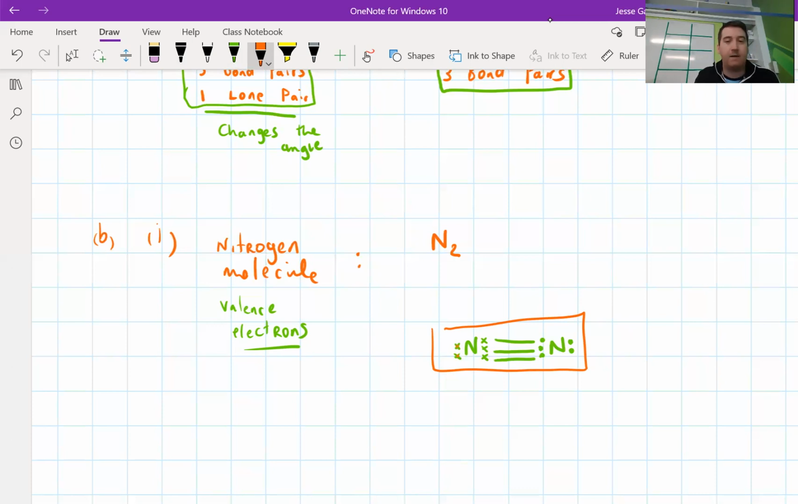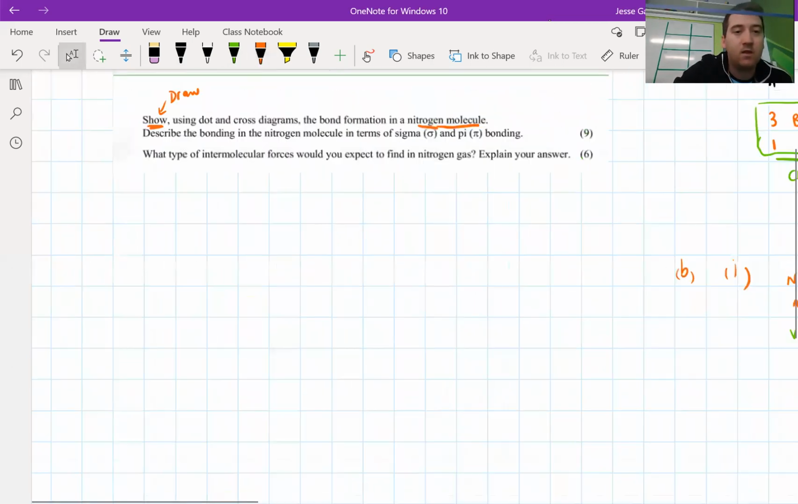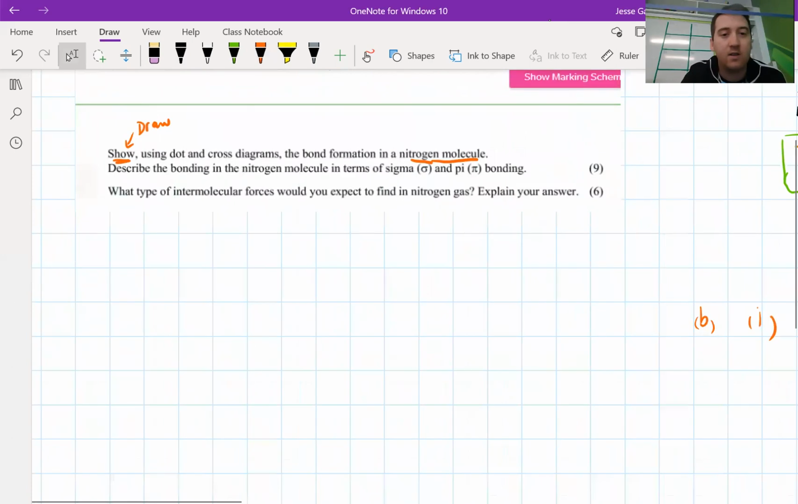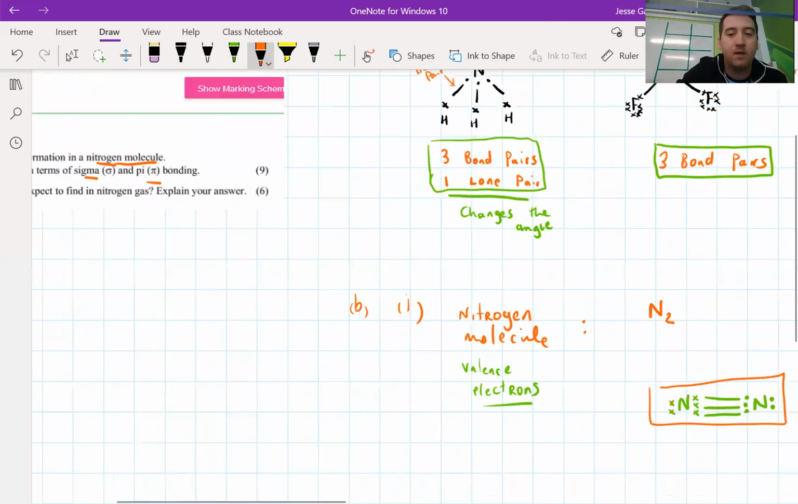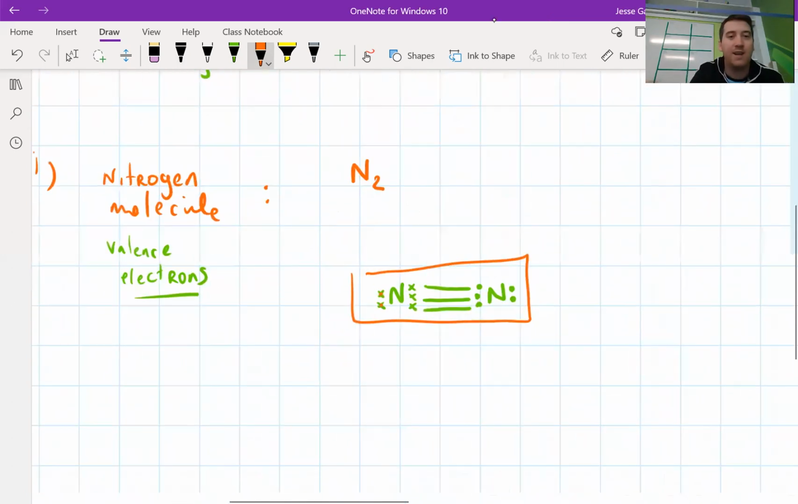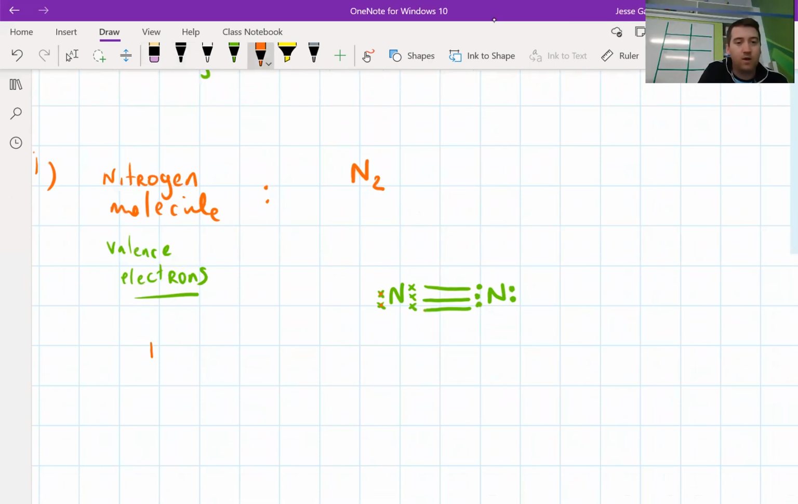Okay. Next question. Let's go ahead and describe the bonding in the nitrogen molecule in terms of sigma and pi bonding. So what I want you to do is label, for part two, out of the 3 bonds here, which ones are sigma and which ones are pi. How many of each should I have? Pause the video, do that now.